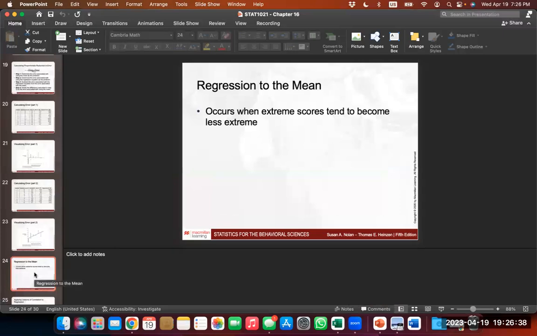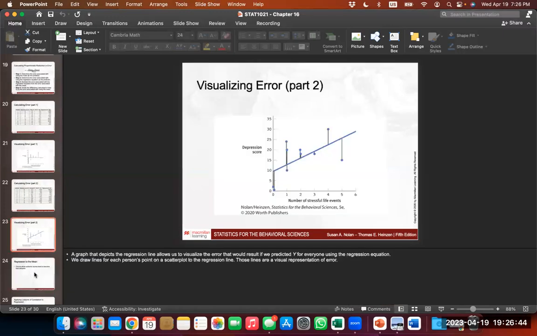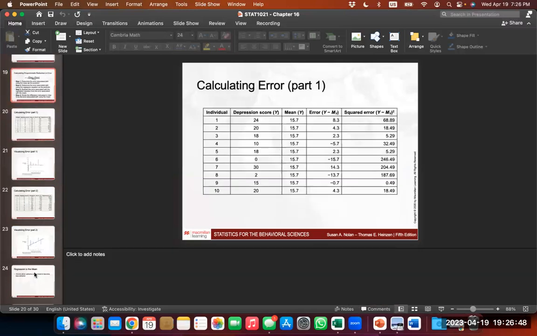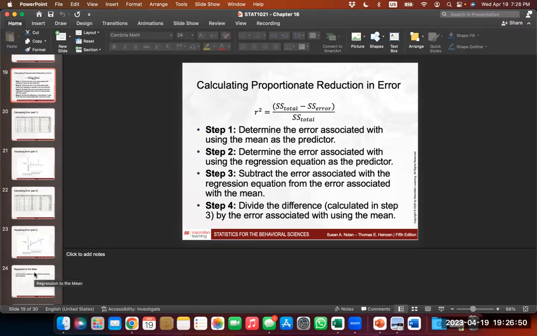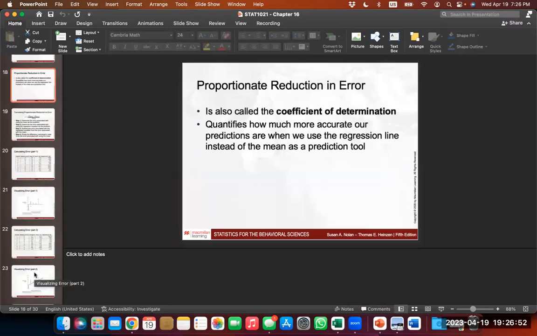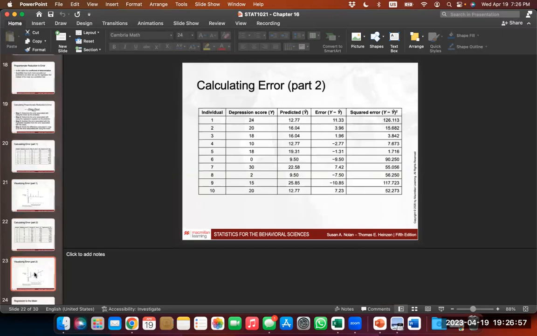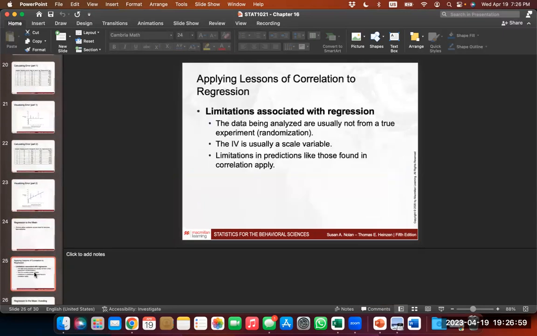So this is basically how you calculate this proportional reduction of error, also called the coefficient of determination, or also just R squared. So good.